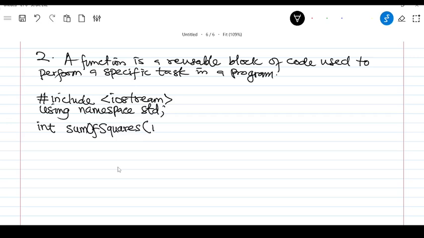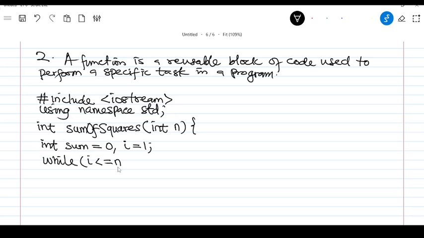So that number is going to be our parameter here. So int n. Let's do that. We're going to first initialize our sum to 0 and our counter variable to 1. So int sum is going to be equal to 0, and then i is going to be equal to 1. Okay, now we're going to say while i is less than or equal to n.